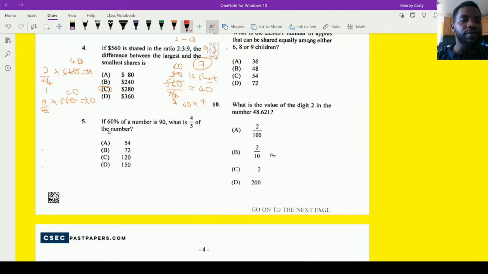Alright, we're moving to question 5, and it says if 60% of a number is 90, what is 4/5 of the number? Alright, now percentage, as you know, means per 100, so I could go 60 over 100. Because we're comparing fractions, we would want to put 60% as a fraction, hence the reason why I'm breaking this down to a fraction. So that becomes 60 out of 100. Remember, this is the same as dividing by 10. And we can use a number to reduce 6 and 10, which could be 2, 3 over 5. So this 60% right here is really 3/5.